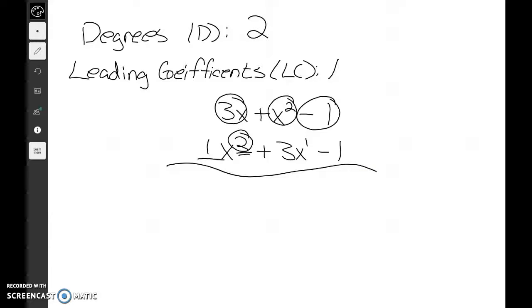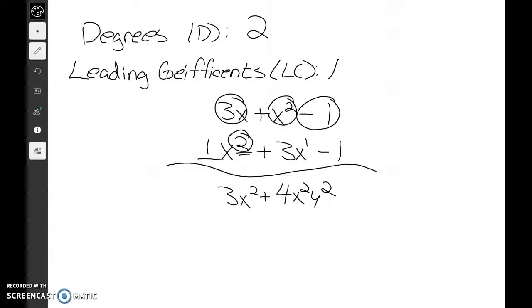Let's say we had the problem 3x squared plus 4x squared y squared. Now this one becomes a little tricky because the exponents are kind of all 2's. So which one has the higher degree?